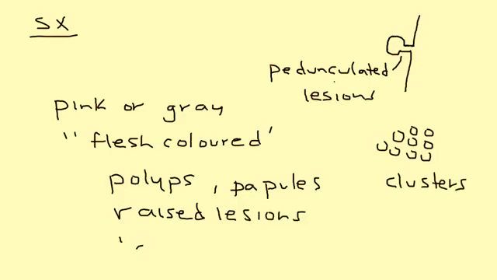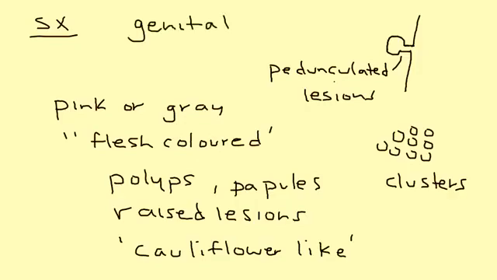And sometimes I've also seen them referred to as cauliflower-like lesions. And of course, we are talking about the genital areas. So, of course, we have in males the penis and the anus, and in women we have the vulva and also the anus as well.